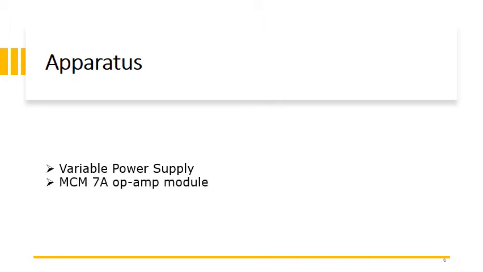Previously, we have performed our experiments based upon the discrete components, but this experiment is totally based upon hardware. The module MCM7A contains all the integrated circuits containing the resistors, capacitors, and other components. We will be using a variable power supply in order to change the voltage value, the MCM7A operational amplifier module, and a digital multimeter.